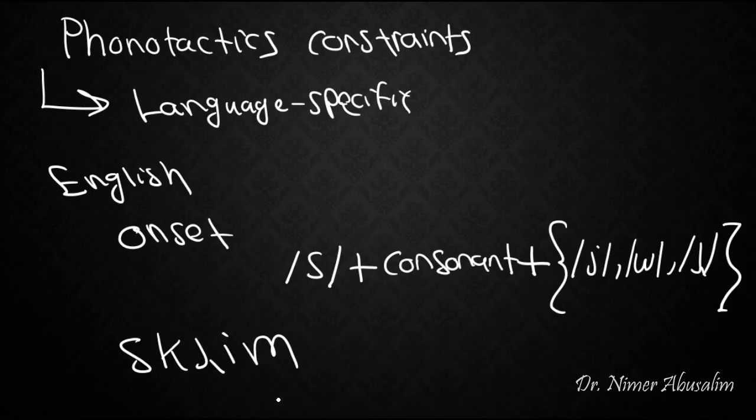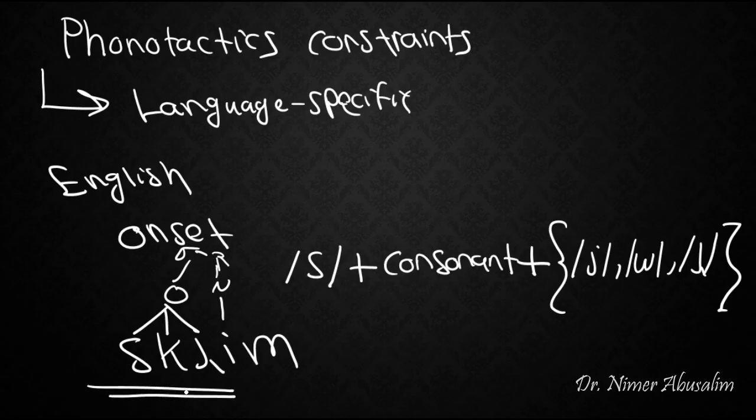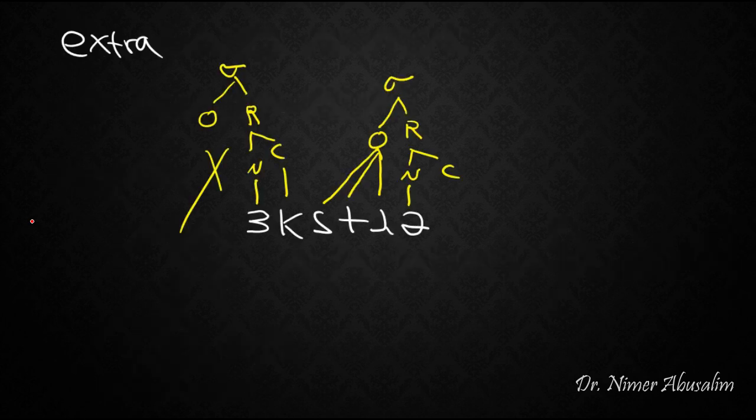For example, scream. So as you can see here, our onset is created by 3 different consonants together. But the first one has to be the S sound. No other sound can occur here when you have 3 consecutive consonants in the onset. So that was just one example of the phonotactic constraints in English.